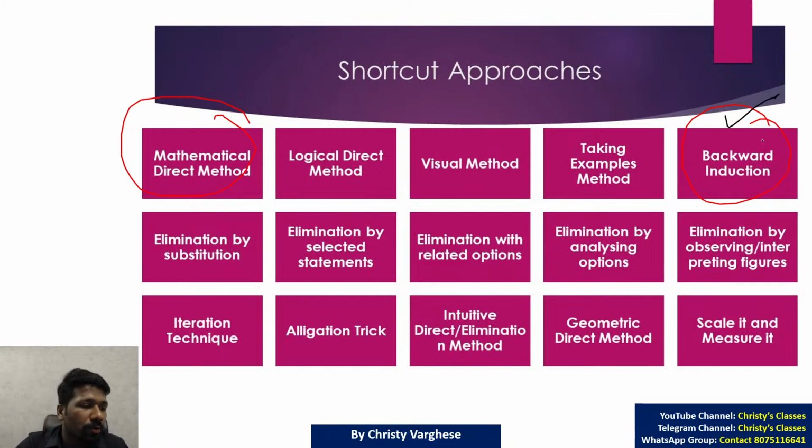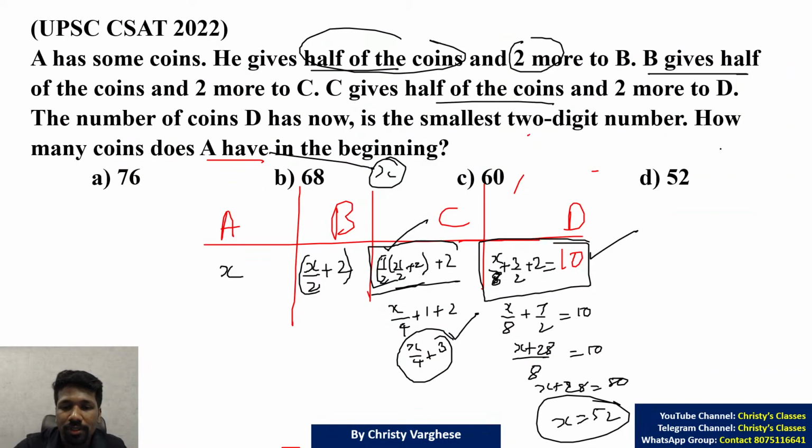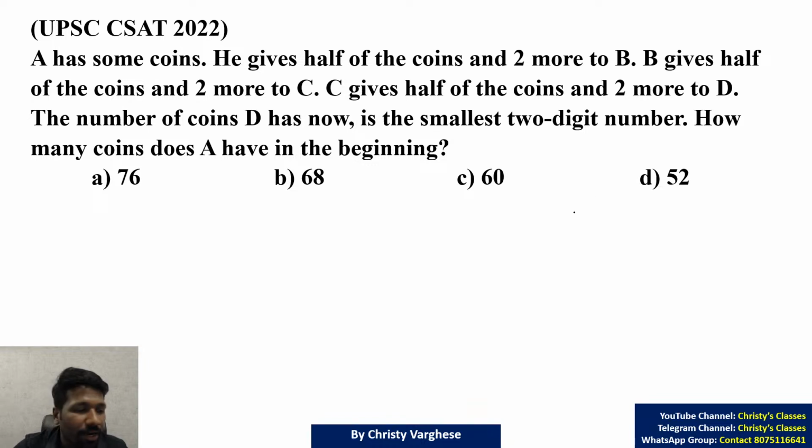When final value is known to us and initial value is unknown to us. Here initial value is unknown and final value is known to us. In that case, you can use backward induction method. Backward induction method is like a Christopher Nolan movie. It starts from the last scene and goes to the first scene, like most Christopher Nolan movies.